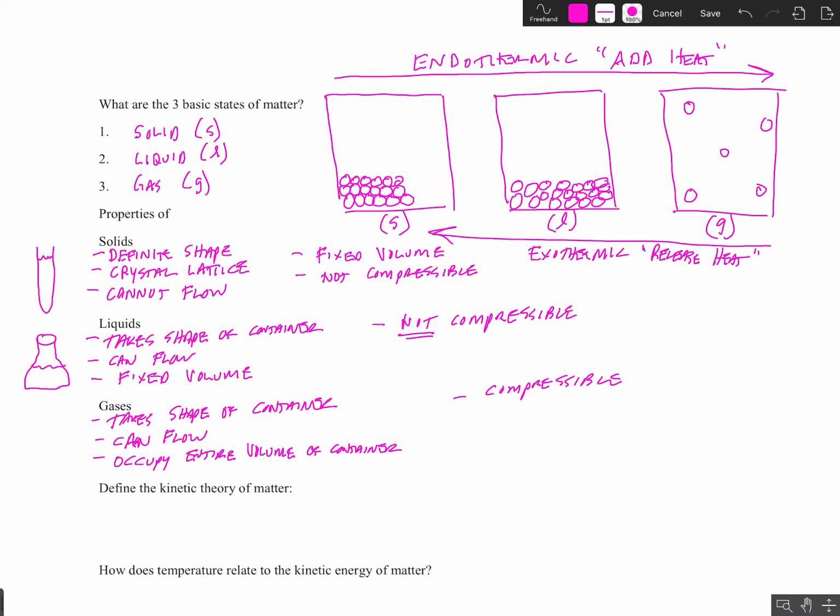In fact, let's graph this quickly. On the bottom right-hand corner of your notes today, let's draw an axis. I have a y-axis and an x-axis. The x-axis we're going to label heat. And as we move to the right, we're adding more and more heat. The y-axis, let's call this one temperature. So we're going to start at a low temperature and we'll increase to a high temperature.